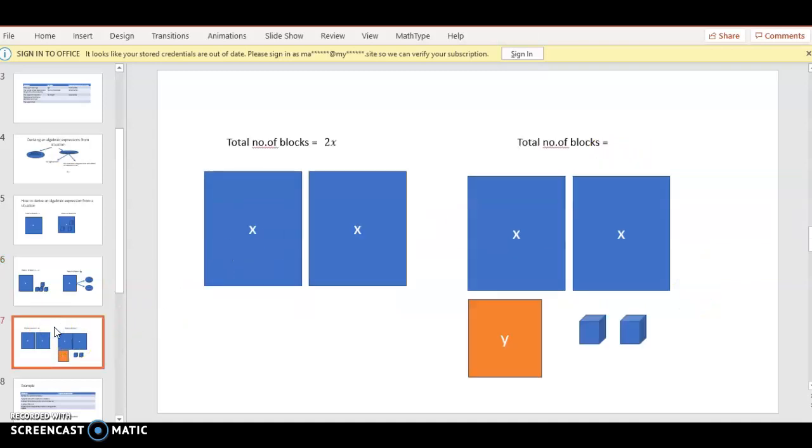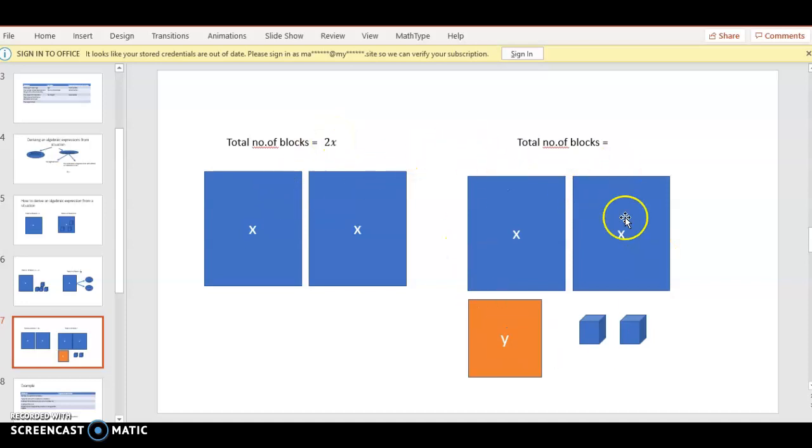Another situation here: you have 2 bags, and you don't know how many blocks are inside the bags, but you have 2 bags the same as the previous one, so we can say 2x. Two bags that contain the number of blocks, so 2x.